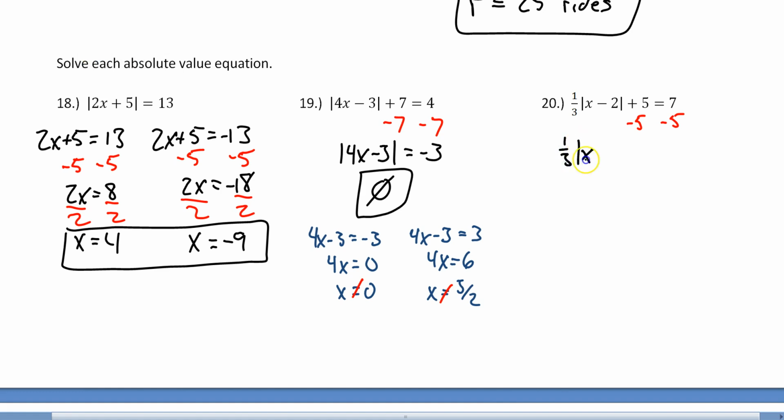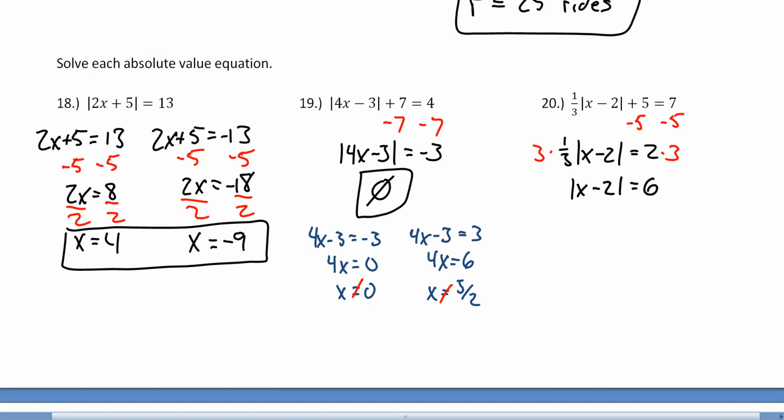1/3 absolute value of x minus 2 equals 2. And now from here, the absolute value is still not by itself. I have to get rid of that 1/3. To do that, I'm going to multiply each side by 3. So now I've got the absolute value of x minus 2 equals 6.